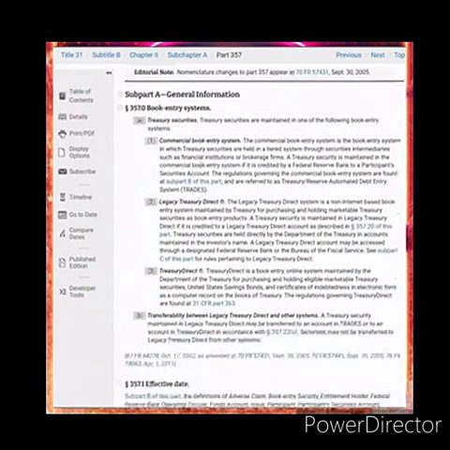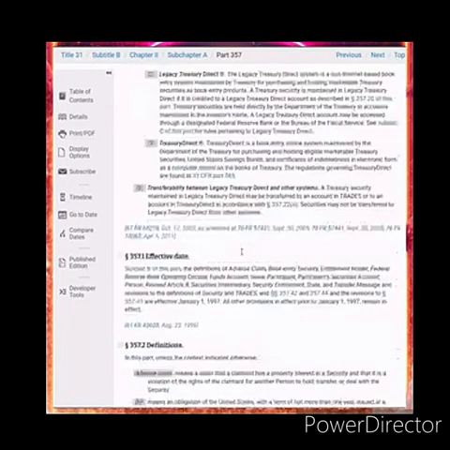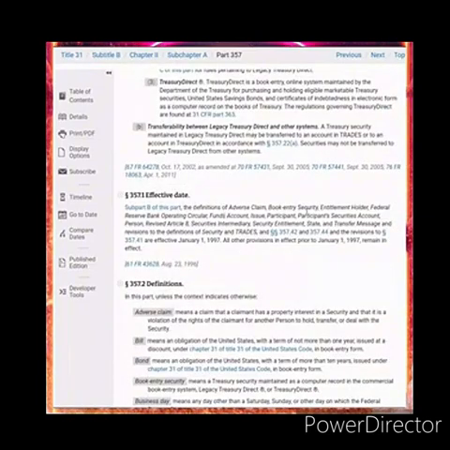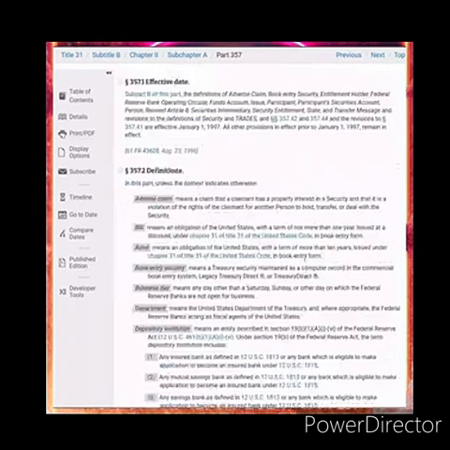Treasury securities are maintained in one of the following book entry systems. There's 3 systems here: commercial book entry system, the legacy Treasury Direct system, or Treasury Direct. And it gives you a definition of how they're held there. That sure is interesting. The effective date, the definition of adverse claim book entry security, entitlement holder, Federal Reserve Bank, Operation Circular. That's Operation Circular 10, folks. Go ahead and write that in your notes and please go check that out. Funds account, issue, participant, participant securities account, etc., etc. But now we get to the definitions, and I suggest all of you read through these definitions.